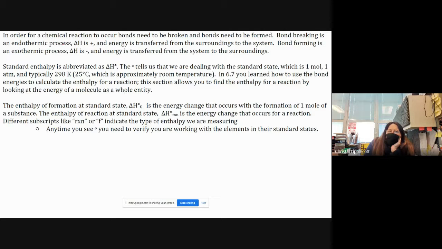Bond breaking is endothermic. Energy is getting transferred to the surroundings. Bond forming is exothermic. We talked about that. Standard enthalpy is abbreviated delta H prime. This prime tells us that we're dealing with something called standard state conditions. That means we have 1 mole, so we're going to end up with 1 mole of reaction. We have 1 atm for our pressure, and our temperature is 25 degrees Celsius or 298 Kelvin. This is considered room temperature.